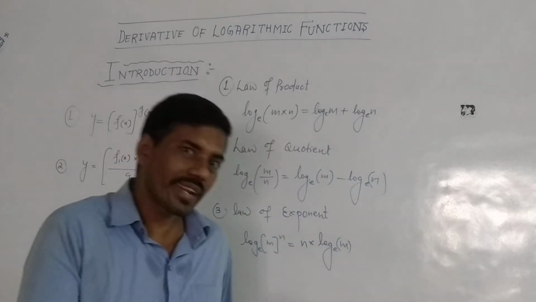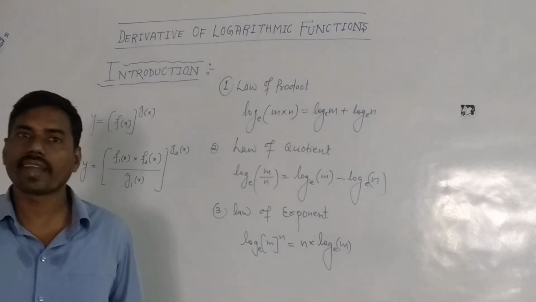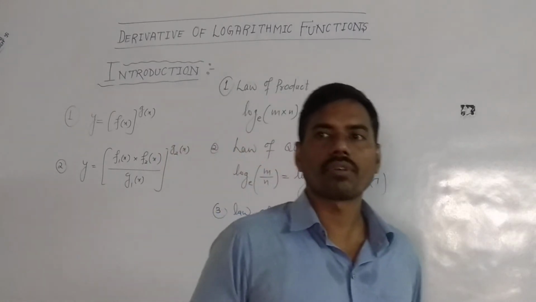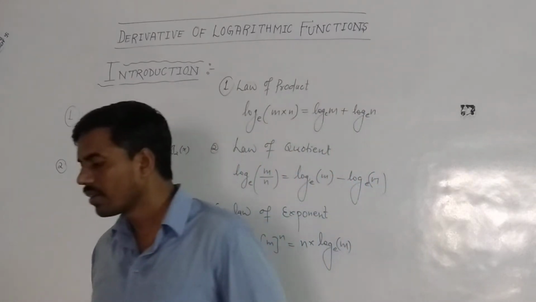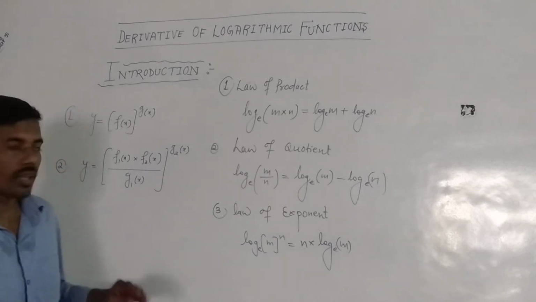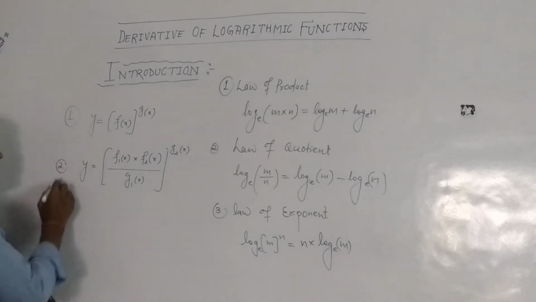After using these three laws, we will receive a simplified form of a given complicated function. Okay, clear? Let us see the first one.